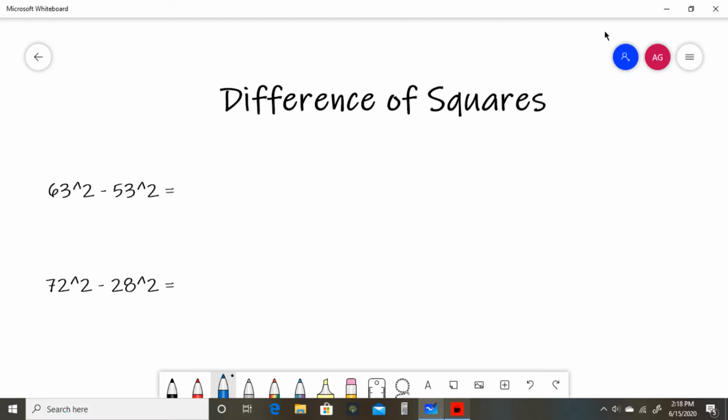Today, we will be learning about the difference of squares, so let's get to it. For our first example, we are asked to find 63 squared minus 53 squared. So you can just evaluate this as normal.